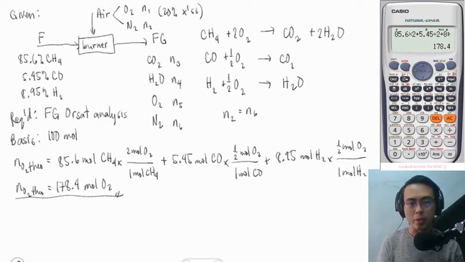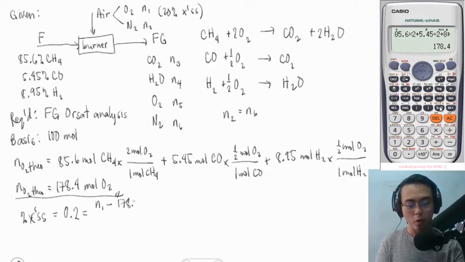This is important because we will be using this in the definition of the percent excess. So going back to the percent excess, which we are given the value 20% or 0.2. If you'll remember, the definition of percent excess is the number of moles fed or the number of moles input minus the number of moles theoretical, all over the number of moles theoretical. So the number of moles of oxygen fed to the process is N1, minus theoretical is 178.4, all over theoretical. We can immediately solve for the value of N1.